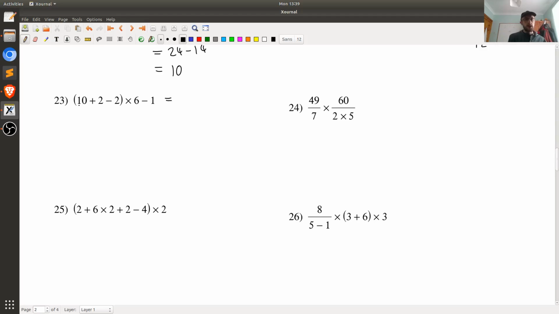Next up, handling the brackets first. 10 add 2 take 2 is just 10. So we have 10 times 6 take 1, which is 60 take 1, which is 59.